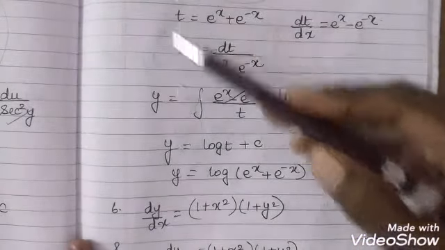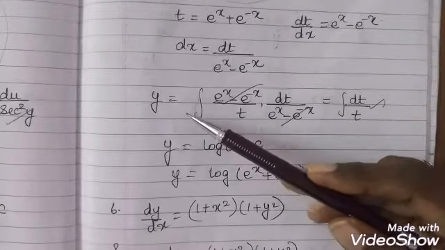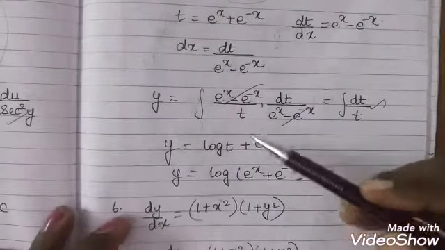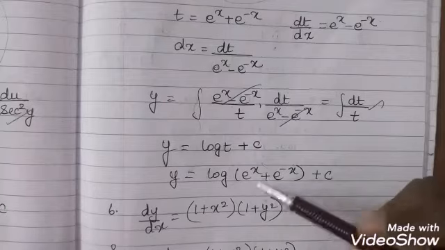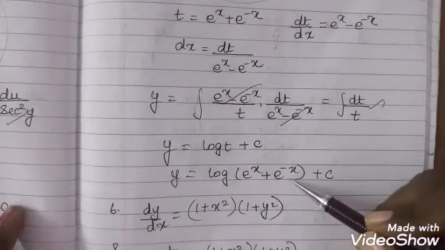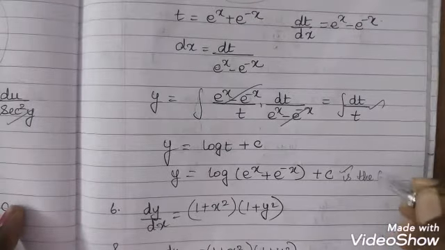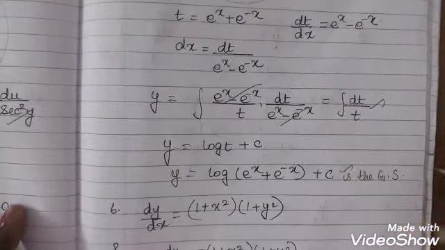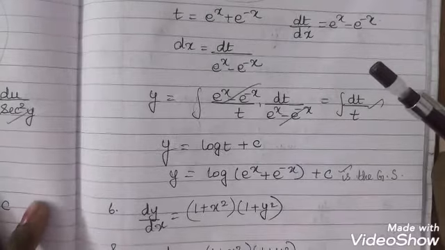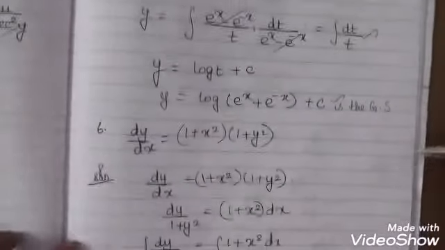Don't forget the left hand side. Don't simply write it as equal to. That will not be the general solution. Okay. So y equal to log of e power x plus e power minus x plus a constant is said to be the general solution for this differential equation. This is a general solution. Got it? Yes.